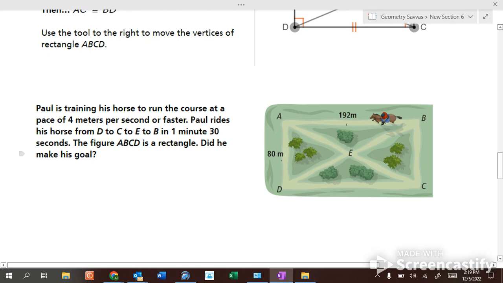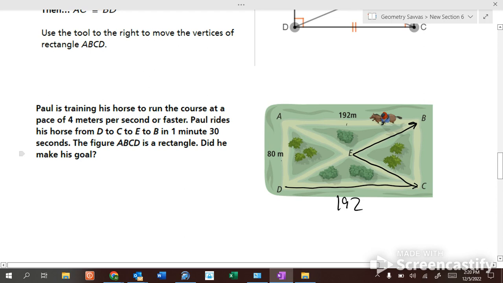Paul is training a horse to run a course at a pace of 4 meters per second or faster. Paul rides from D to C and from C to E and E to B. So from D to C, C to E, and E to B. Okay? We got to figure out the distance. Well, I know it's 192 meters here, but we got to figure out these two distances.